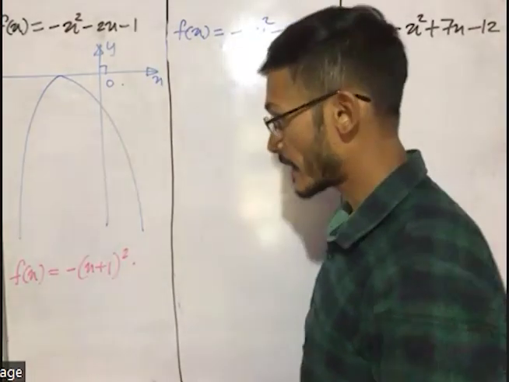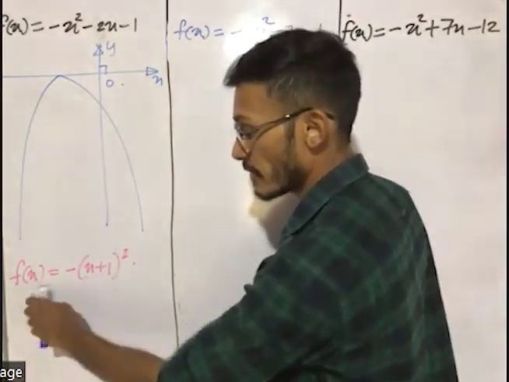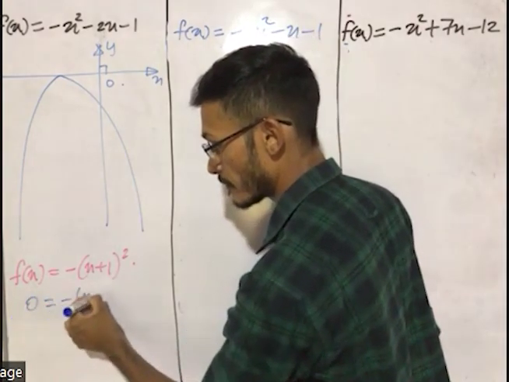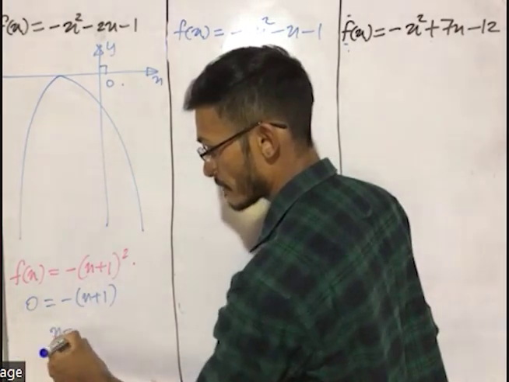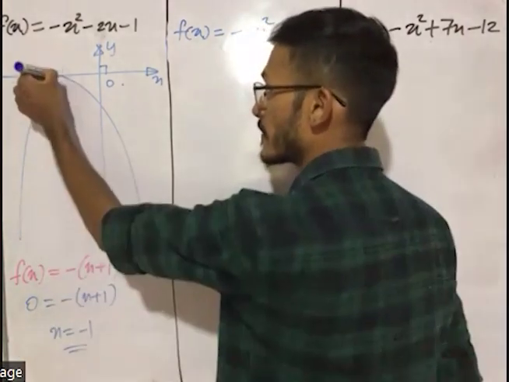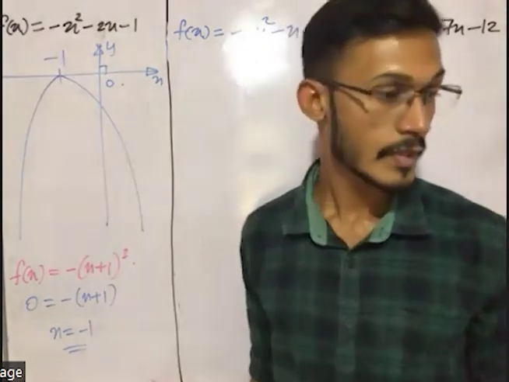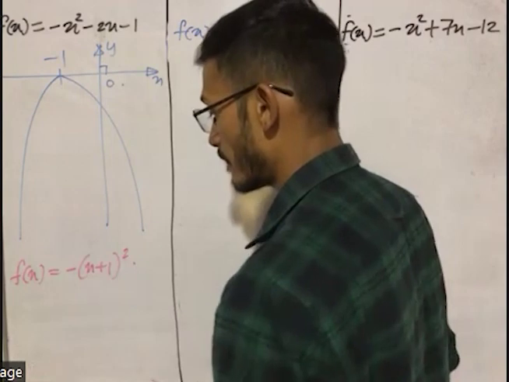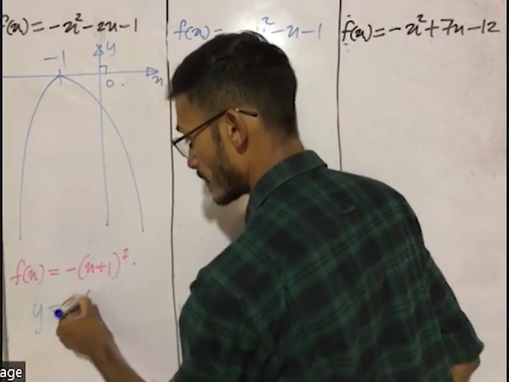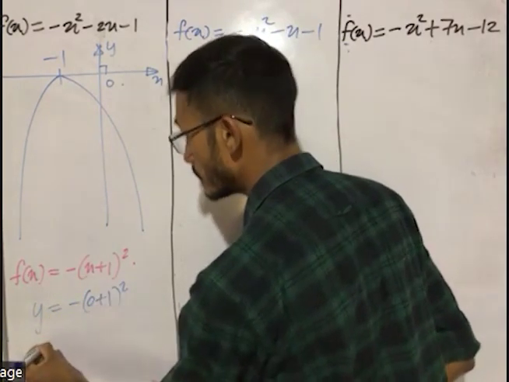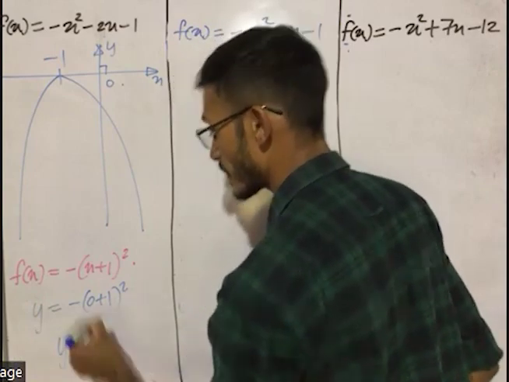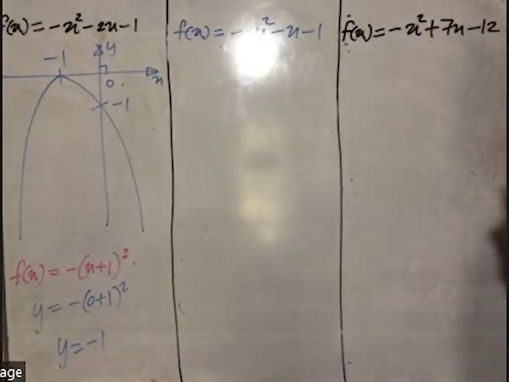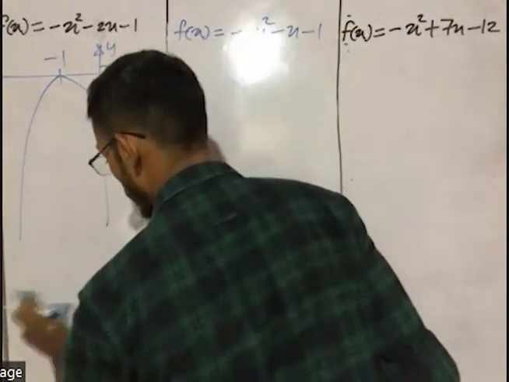So when y equals 0, x becomes minus 1. Then when x equals 0, y will become minus (0 plus 1) square, so y also will become minus 1. So this is the graph of the first function.